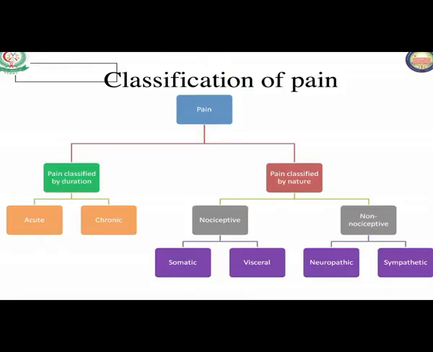Pain can be classified temporally, or according to the duration, into acute and chronic pain. And pain can be classified by its nature. It can be nociceptive pain, which can be somatic or visceral pain, and it can be non-nociceptive pain, which is neuropathic and sympathetic types of pain. We will discuss all of these types now.